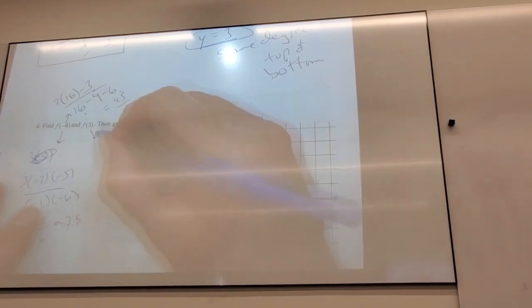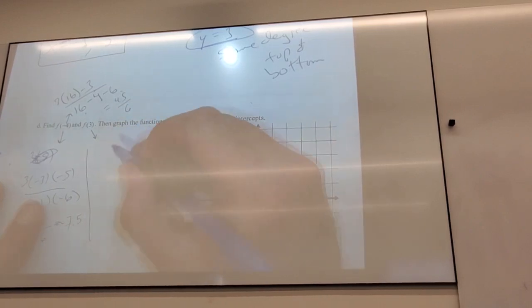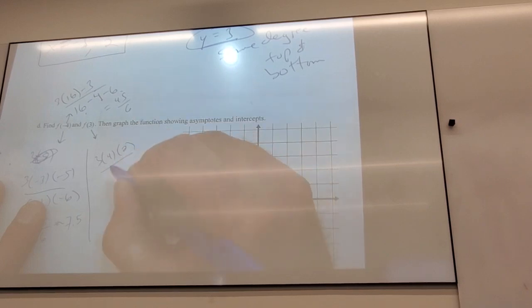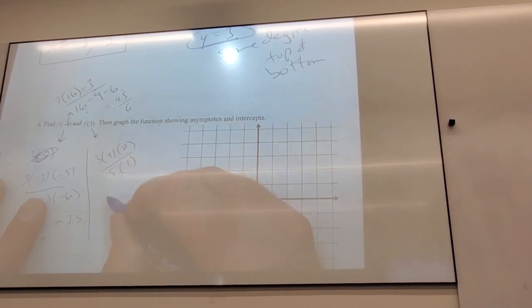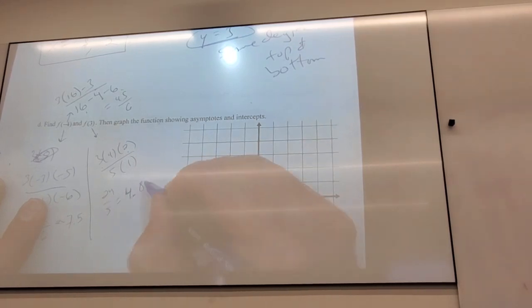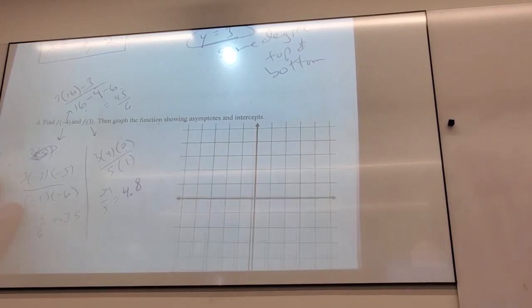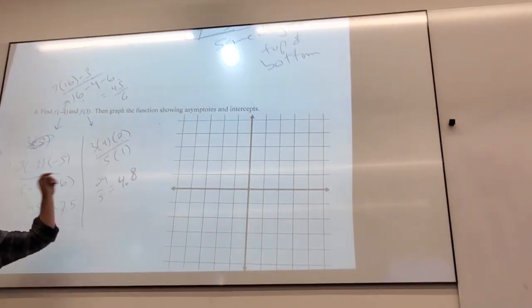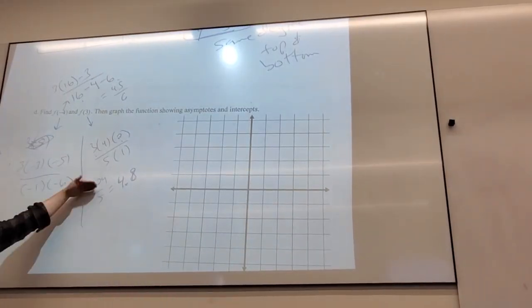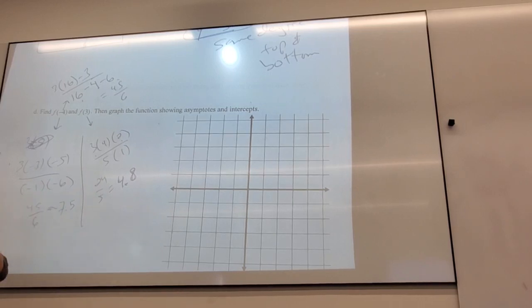What's f of 3? So that would be 3 times 4 times 2 over 5 times 1. So I get 24 over 5, which is 4.8. I think I told you the quick way to divide by 5 is double the top and then move the decimal back 1. Because if you double the top and bottom, you divide by 10. Great. Okay.